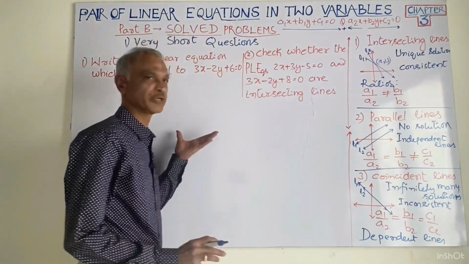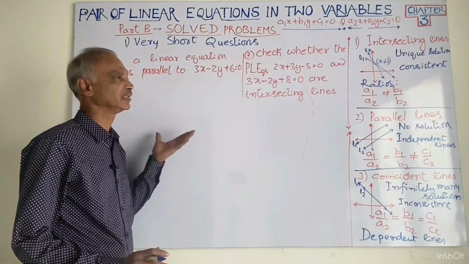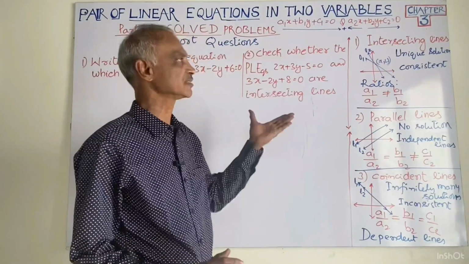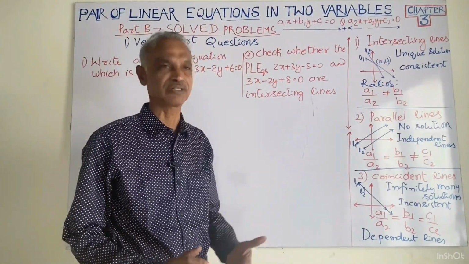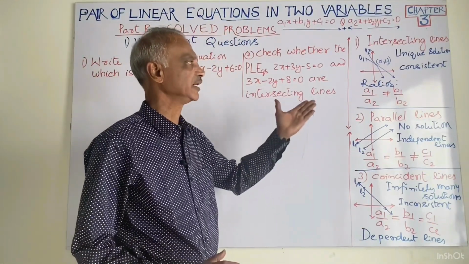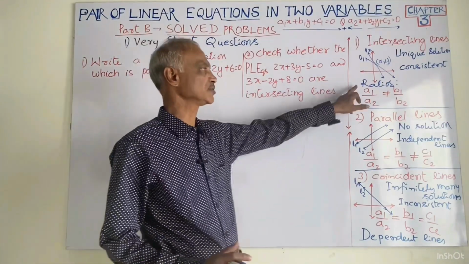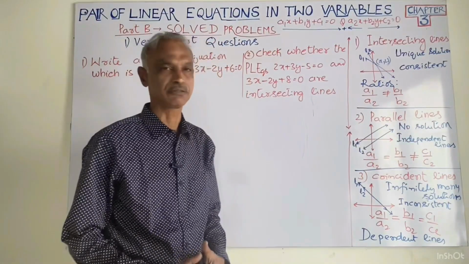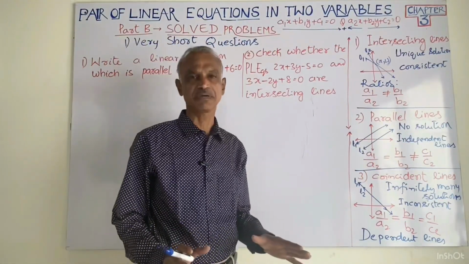Before doing any problem in this chapter, first you should remember what intersecting lines are. Intersecting lines will have unique solutions and they are consistent. What is the ratio of the coefficients? A1 by A2 is not equal to B1 by B2. Don't bother about C1 by C2.